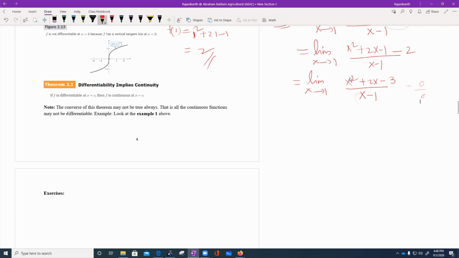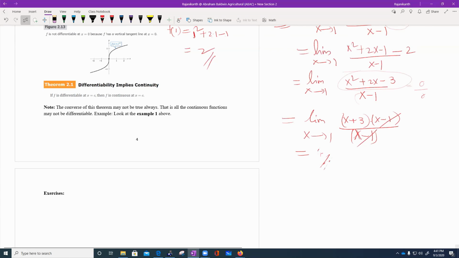One easiest technique is factoring the numerator. If you factor the quadratic expression x squared plus 2x minus 3, you get x plus 3 times x minus 1. Then you have the denominator x minus 1. Now this x minus 1 and that one will be cancelled. Then when x goes to 1, you get a very good number, 1 plus 3, which is 4.